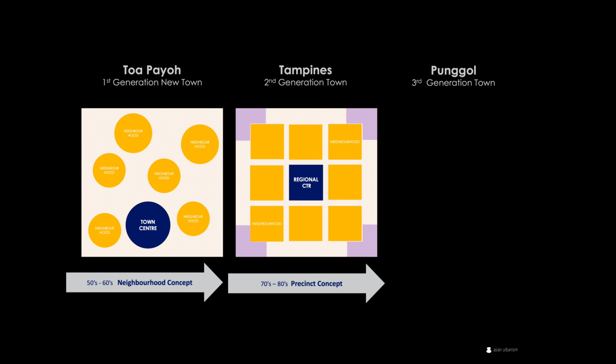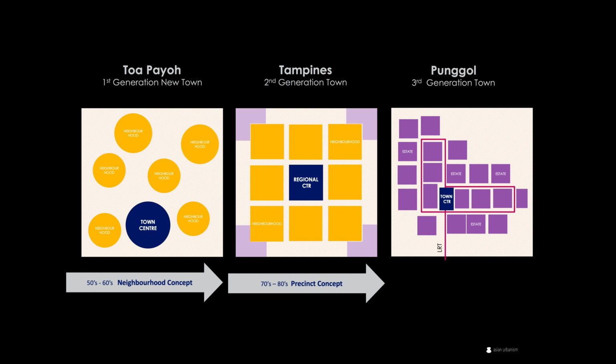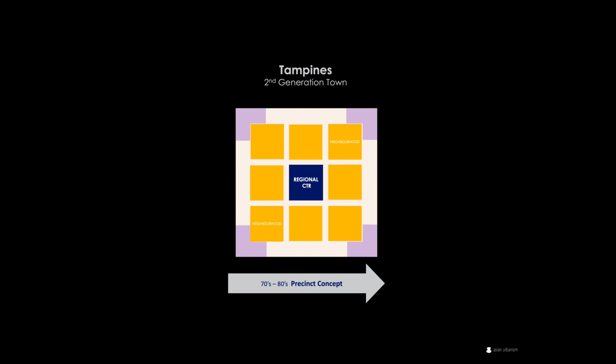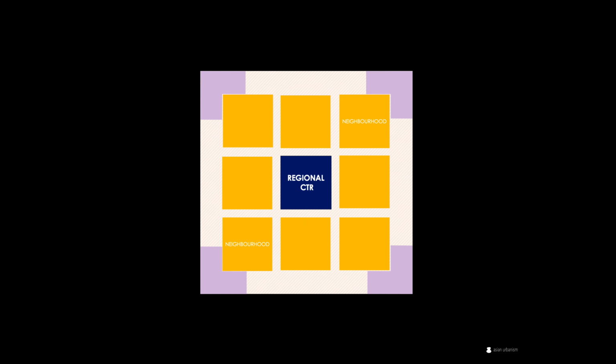Third, Punggol third generation town. This model is complemented by light rail transit (LRT), which serves a unique planning hierarchy called estate. Each estate has approximately 1,200 to 2,800 dwelling units. Hence, the model is also known as estate concept. In this section, we will focus primarily on the second generation town model, as it sets a general basis for understanding the new town model.